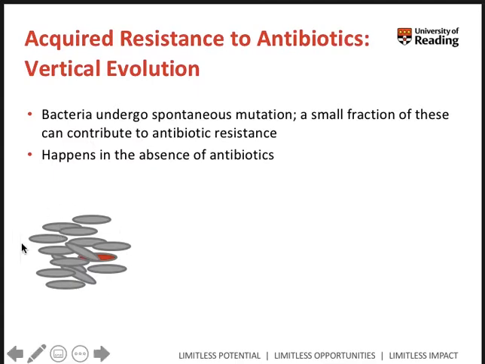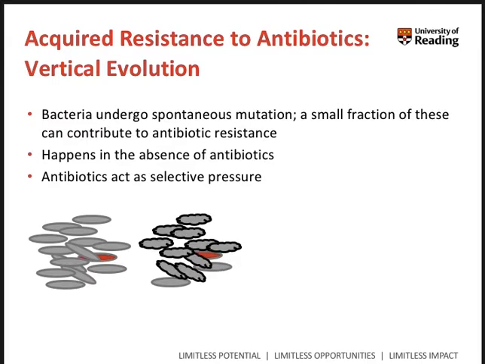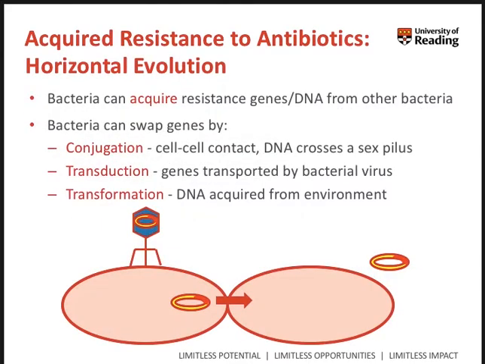In this diagram, imagine the grey bacteria are the normal susceptible bacteria, and the red one is one that's undergone a spontaneous mutation that has contributed to being more resistant. If you then apply antibiotic, which is a selective pressure, you'll tend to kill off those that are susceptible, that don't have the resistance, and those that are resistant will then replicate and will tend to become the more prevalent or predominant type of bacteria. So that's vertical evolution.